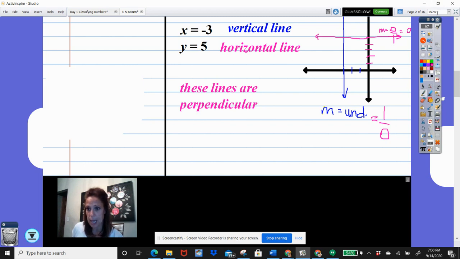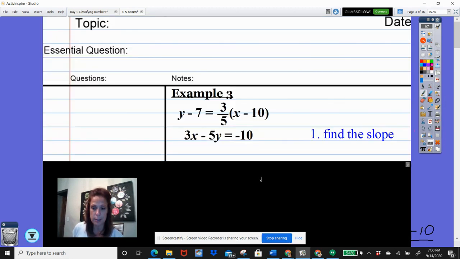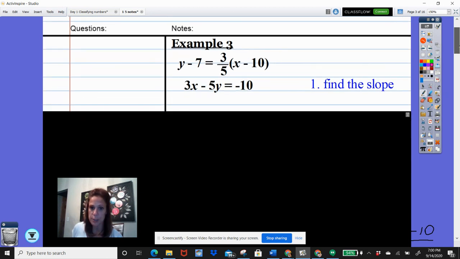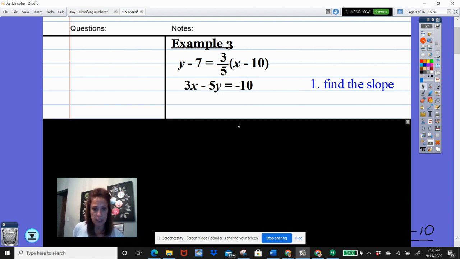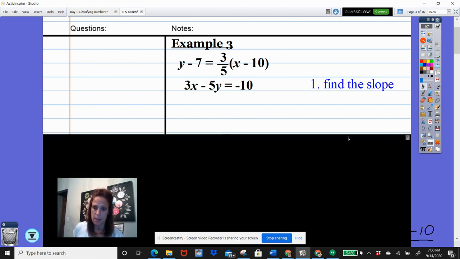On the next slide, I have 2 more equations, your system. This one now is in your point slope, and then this one is in standard. But you always start with the slope first. So I can see what this one is right away, but I don't know what this one is on the second one. So I'm going to walk you through.